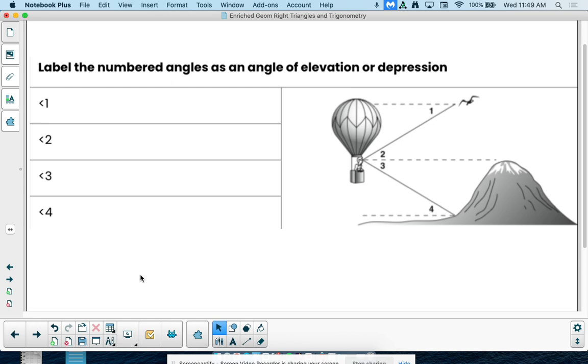Angle 1. You're just labeling angle 1. Is that an angle of elevation or depression? Is it below? So something to think about: is it below the horizontal line or is it above the horizontal line that's there? And again, if you're struggling, put yourself in the point of view of whatever the object is. Are you the bird? Are you looking up or down?